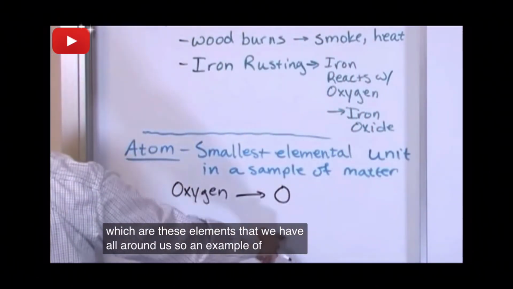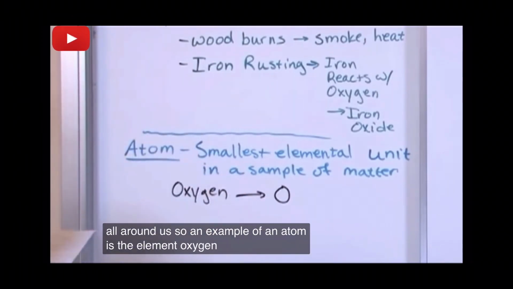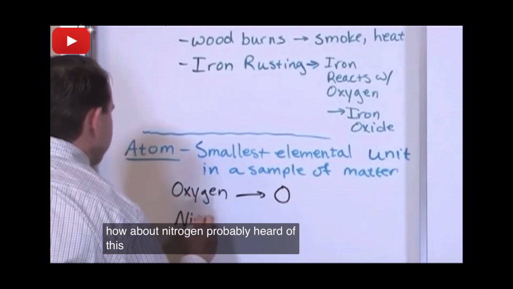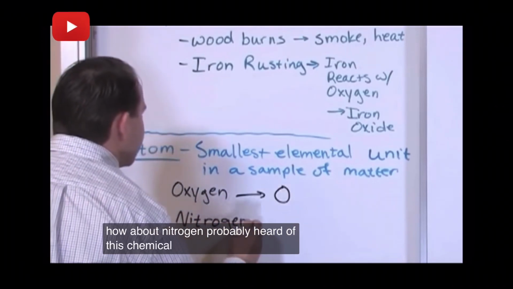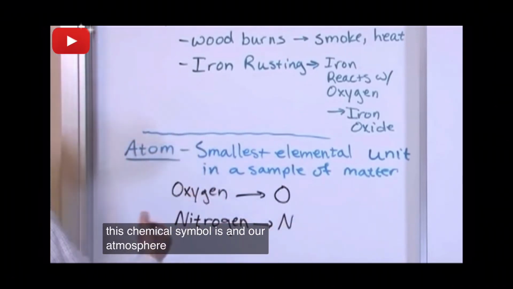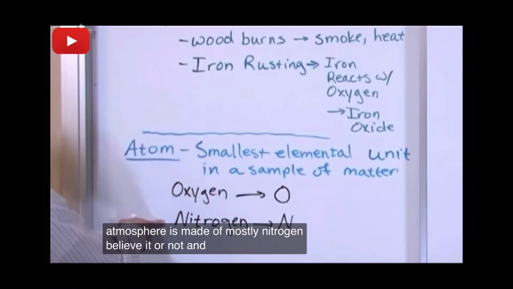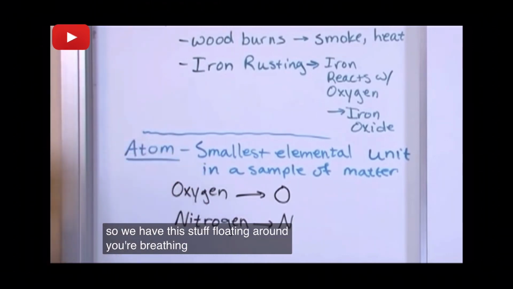So an example of an atom is the element oxygen, chemical symbol O. How about nitrogen? Probably heard of this. Chemical symbol is N. Our atmosphere is made of mostly nitrogen, believe it or not, and about 20% oxygen. So we have this stuff floating around, you're breathing it right now.